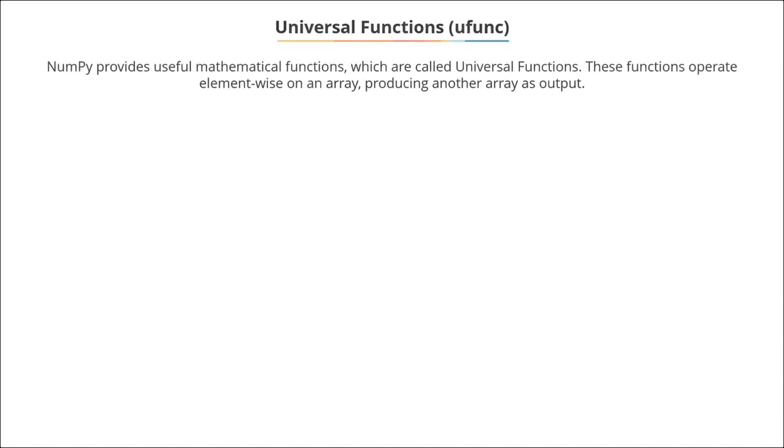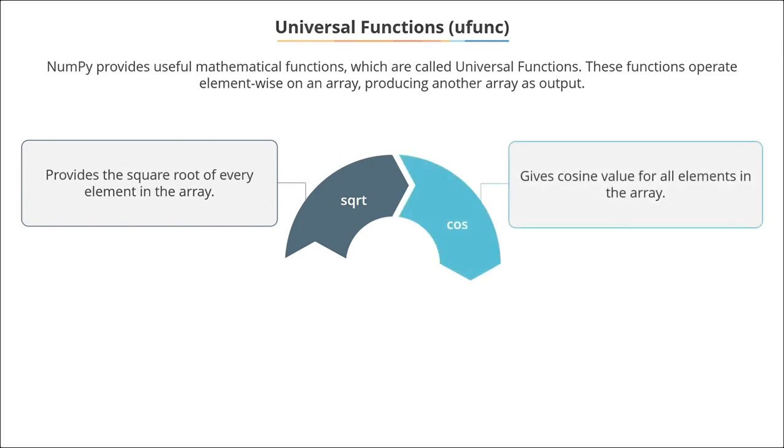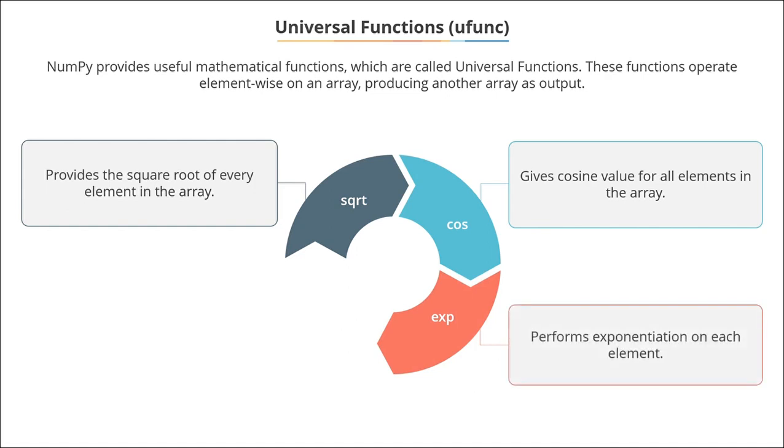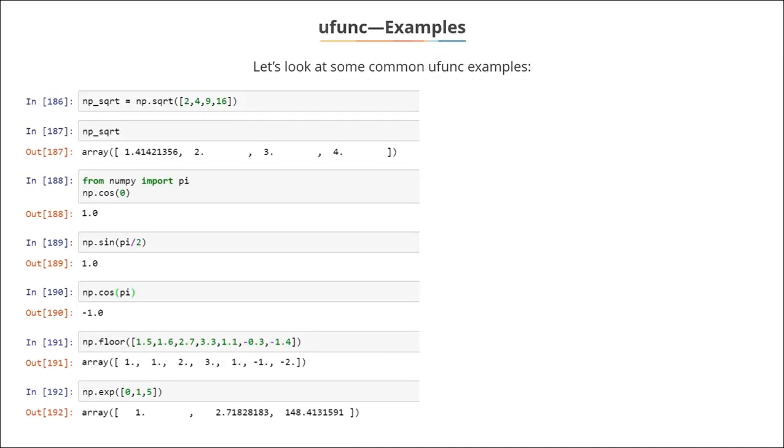NumPy also provides a large number of mathematical functions. They are called universal functions or ufunc and are fundamental objects in NumPy. These functions operate element-wise on any given array and create another array as the output. These include functions such as sqrt, which provides the square root of every element in the array, cos, which gives the cosine value for all elements in the array, exp, which performs exponentiation on each element, and floor, which returns the largest integer value of every element in the array. Some examples of common ufunc functions are given on screen.